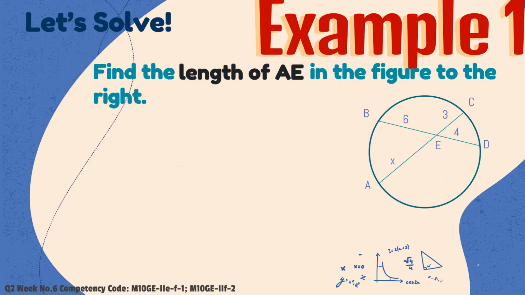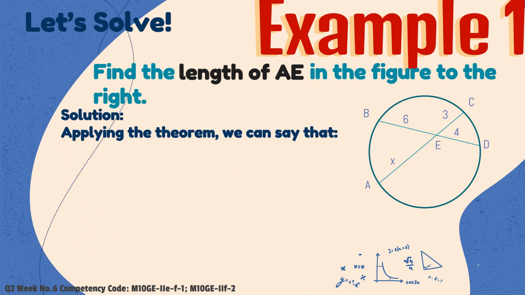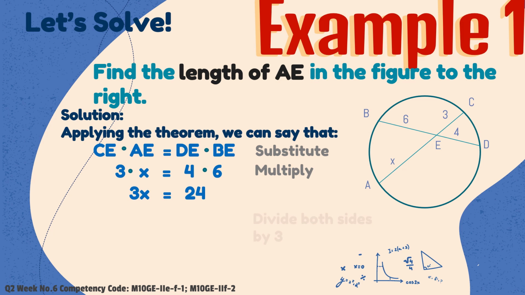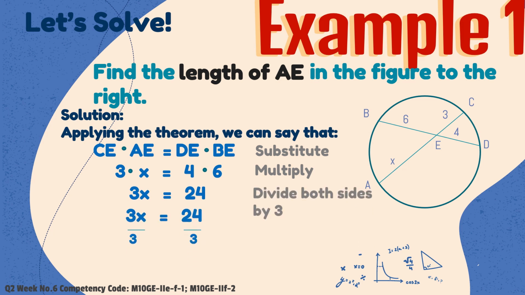Now let us solve example number 1. Find the length of AE in the figure to the right. Applying the theorem, we can say that CE times AE equals DE times BE. Substitute its value. 3 times x equals 4 times 6. Multiply, we have 3x is equal to 24. Divide both sides of the equation, we have 3x over 3 equals 24 over 3. The value of x is equal to 8 units.